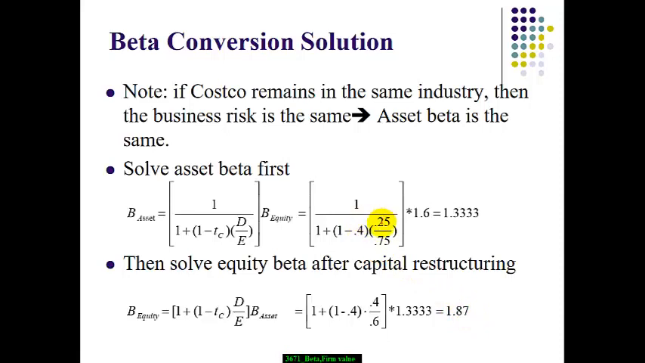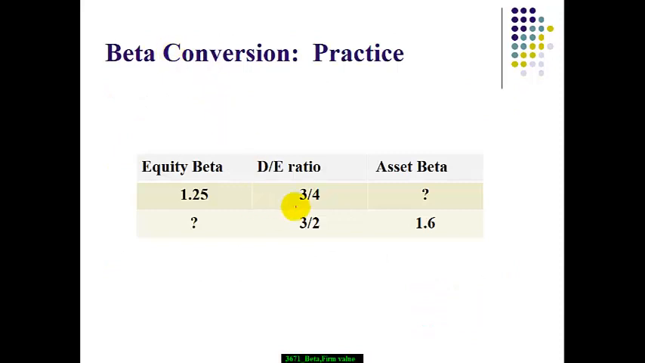So the company increased debt from 25% to 40%. The equity beta increased from 1.6 to 1.87. I'm going to ask you to pause the video, take out your pen and scratch paper, and work out these two cases. How do we find the asset beta? How do we find the equity beta in the second case?